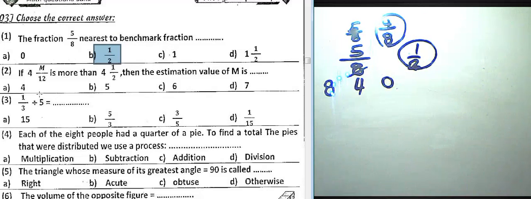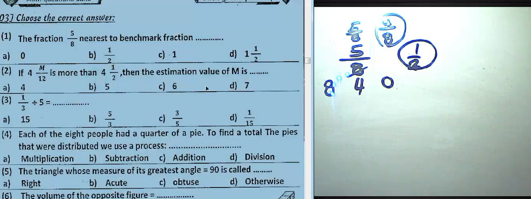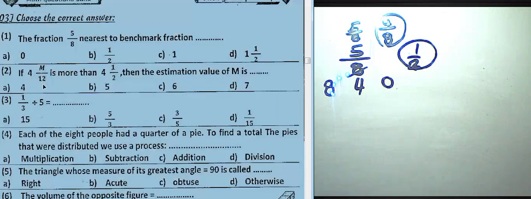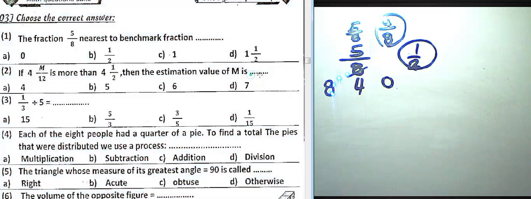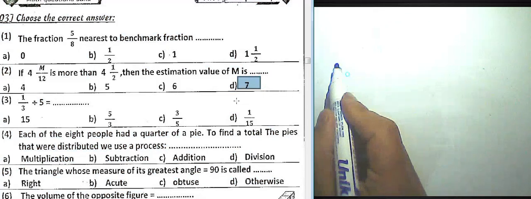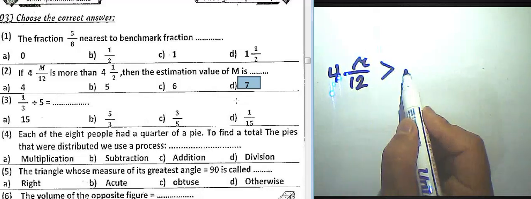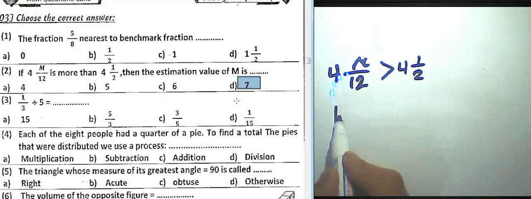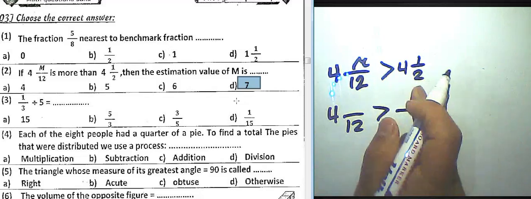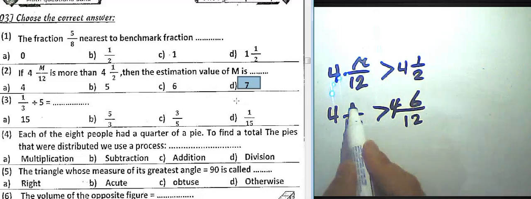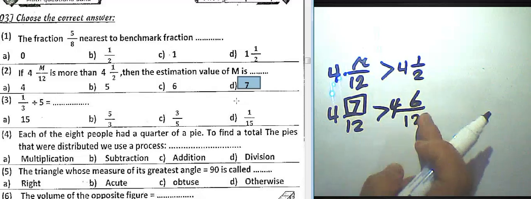If 4 and m/12 is more than 4.5, then the estimation of m is more than half of 12, which equals 6, so the result here greater than 6 will be 7. Okay, again my students, you must think about this example. We have 4 and m/12 more than 4.5. We know the least common multiple of 2 and 12 is 12. 2 times 6 equals 12, 1 times 6 equals 6. Then we must write here 7 because 7 is more than 6.